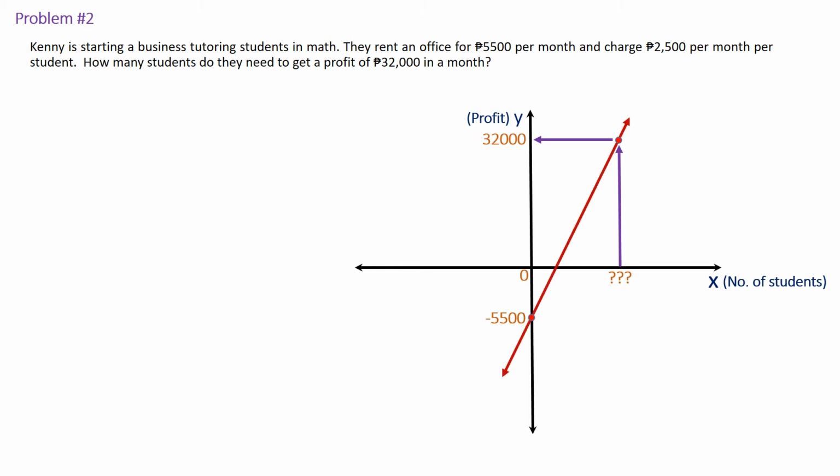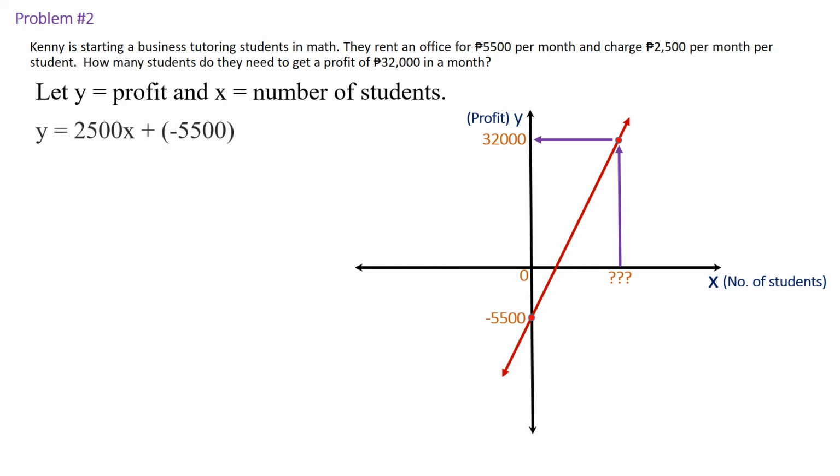So let's connect these two dots to form a line. And then let's figure out the mathematical model behind this problem. Let y equal the profit and x be the number of students. The slope is actually given. That is the rate, which is 2,500 per month per student. And the y-intercept can be seen in the graph. That is the negative 5,500. As I said, the y-intercept is the part of the y-axis that is intercepted by the line, which is y equals negative 5,500. So the mathematical model looks like this: y equals 2,500x plus negative 5,500.